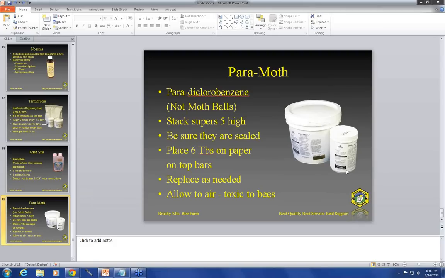I'm not quite sure of the question. It's a gallon. It depends on the time of year that you're feeding, whether it's a 1-to-1 or a 2-to-1. But basically, you want to get a gallon into the bees.